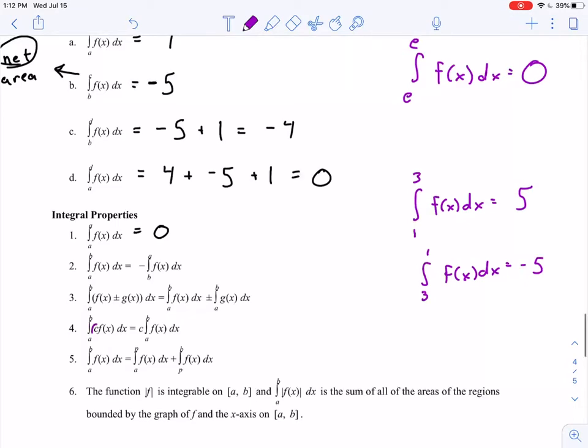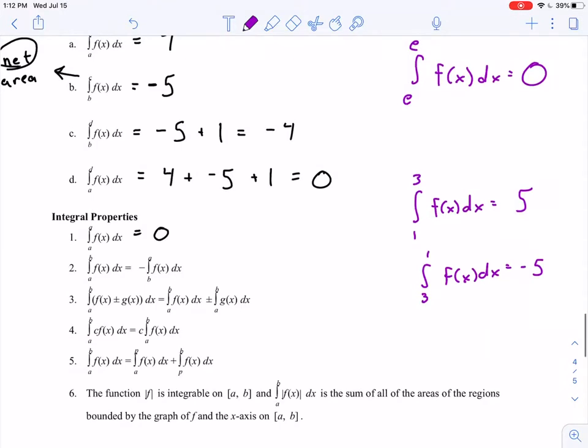Similarly for 4, here I have a constant multiple of c. You can take that constant multiple of c and factor it to the front of your integral. So rather than multiply first and then integrate, we can actually integrate and then multiply by our constant c. So we can factor out a constant multiple.